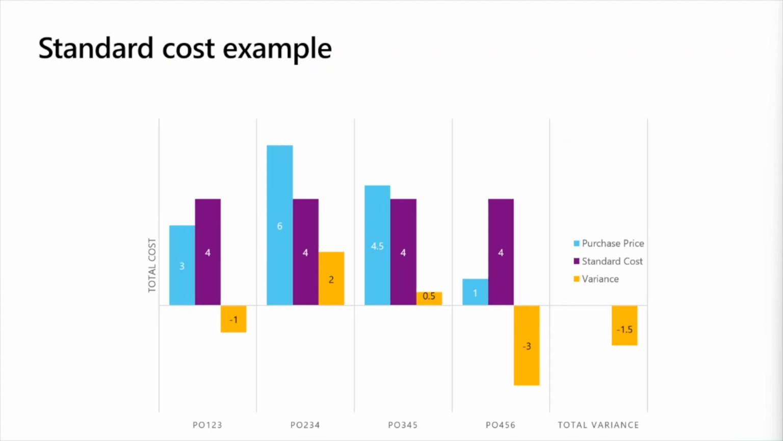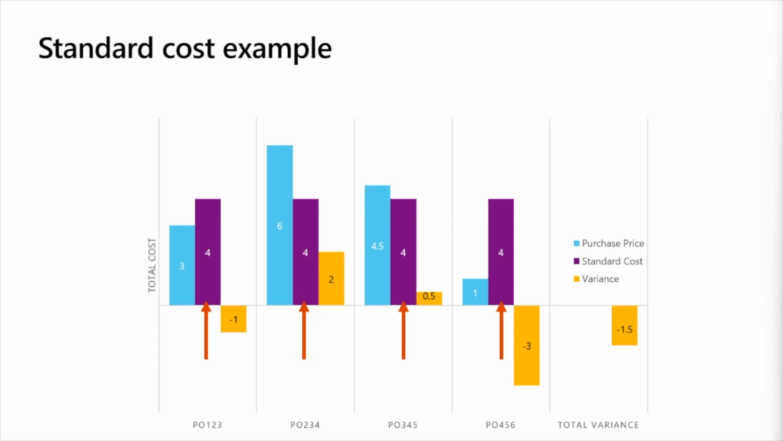In this chart, we have 4 purchase transactions for an item that is set up with standard cost. The first column for each PO shows the actual purchase price per unit of the inventory. Notice that it varies from transaction to transaction, as purchase prices often do. The second column in purple represents the standard cost we've assigned to our item, which is what will be posted as the cost of the source transaction in D365.